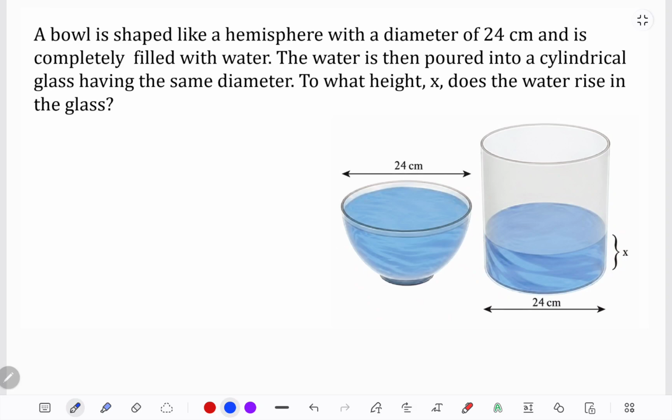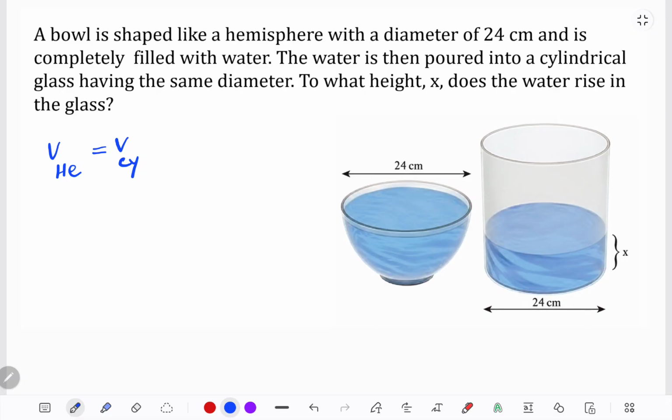Okay. When the water is in the bowl, it's shaped like a hemisphere, and the amount of water that we have is the volume of this hemisphere. And then when the water is poured into a cylindrical glass, it's shaped like a cylinder, and we know that the amount of water that we have doesn't change. So the volume of the hemisphere is equal to the volume of the cylinder. Okay, so we just need to set the volume of both equal and solve for x.